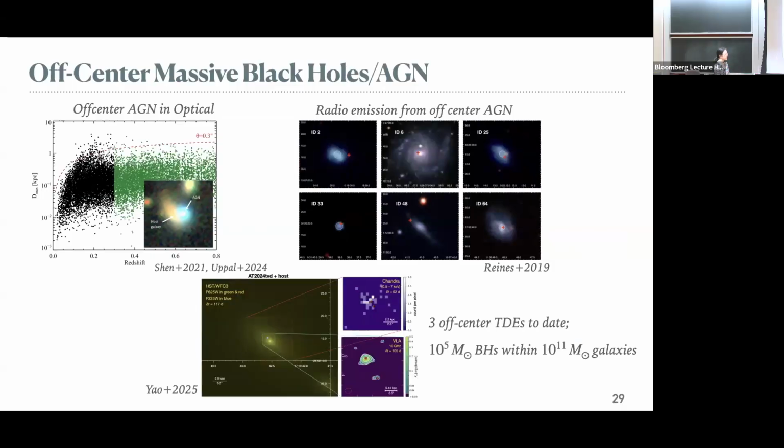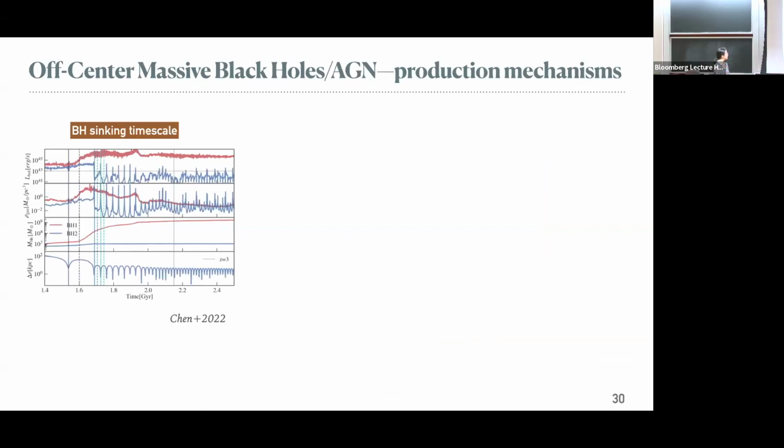And I think we also discussed this paper in the journal club. This is a very recent result where people found an off-center TDE in a massive galaxy, and they constrained the black hole mass to be around 10 to the 5 solar masses. It is very close to the center of the main galaxy. There have been 3 off-center TDEs found to date, and all of them concentrate in this mass range: all of them found a 10 to the 5 black hole within a 10 to the 11 galaxy. So these are the observational evidence.